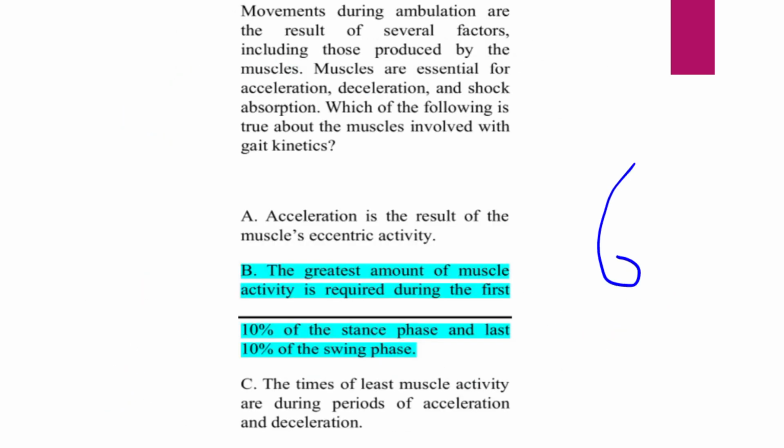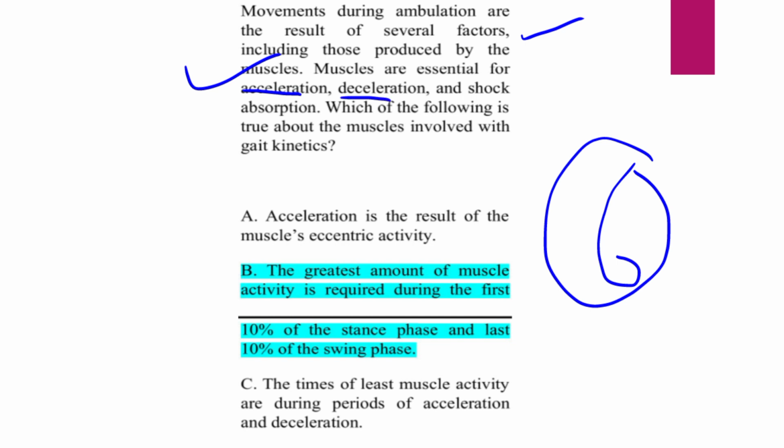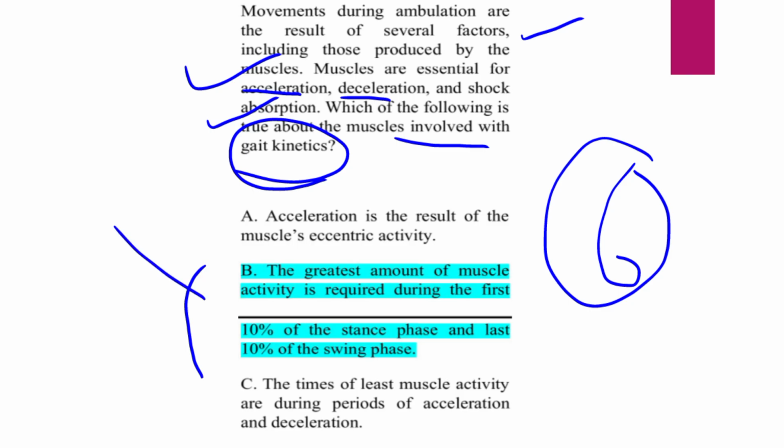Next, we have MCQ number 6. Movements during ambulation are the result of various factors, including those produced by muscles. Muscles are essential for acceleration, deceleration, and shock absorption. Which of the following is true about muscles involved with gait mechanics, gait kinetics? This is the correct option.